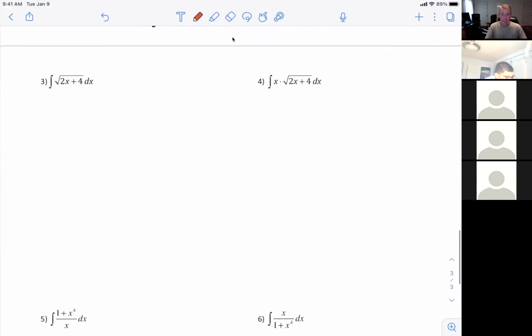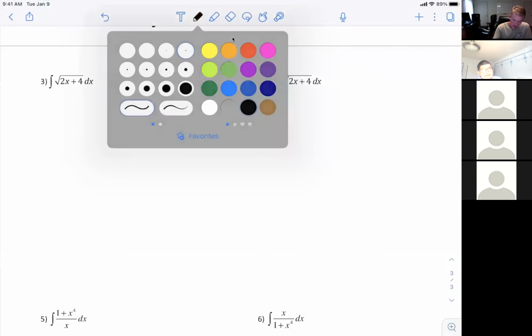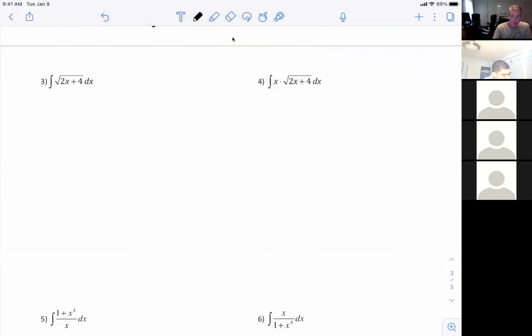Okay, then some more practice with antiderivatives. Well, with that last one, I found the antiderivative by rewriting it. So rewrite the square root as to the 1/2 power.